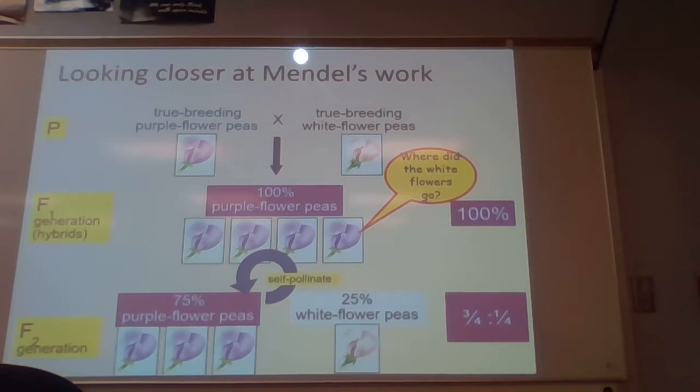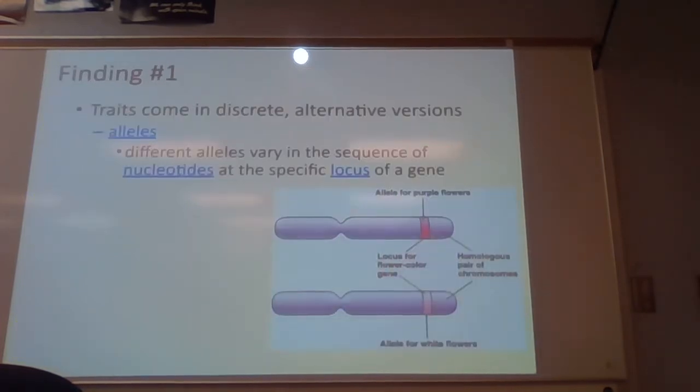And like I said, you can substitute any trait in here. Green peas and yellow peas, all green, 3 green to 1 yellow. This repeated for every single trait that he tried. So we're seeing the same ratios every time. Also, we see one trait getting masked and then reappearing in that F2 generation.